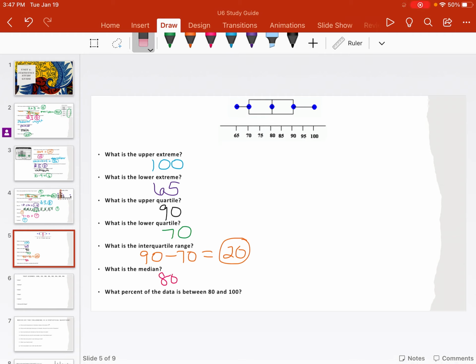And then finally, they're asking us about percentages. Remember, the really important thing about box plots is that each of these sections is 25%. So if I take all these pieces, this is 25, this is 25, this is 25, this is 25. Each of these is 25%. So if they're going from 80 to 100, here's 80 to 100, that's 2 pieces of the data, 25 plus 25, which is 50% of our data.